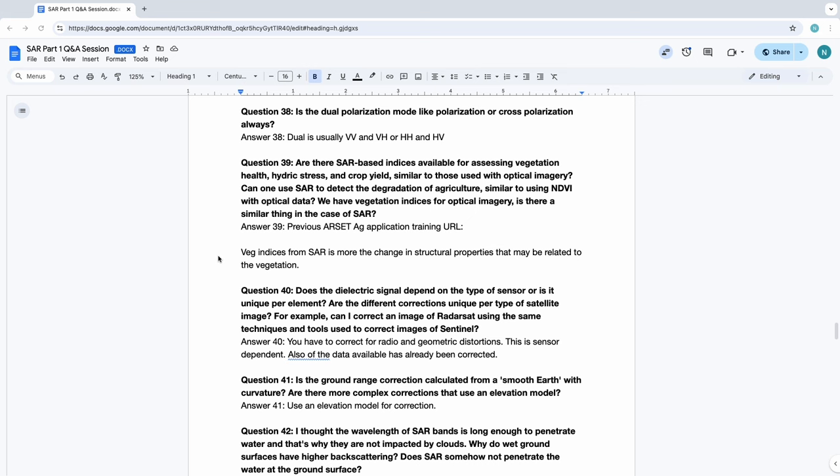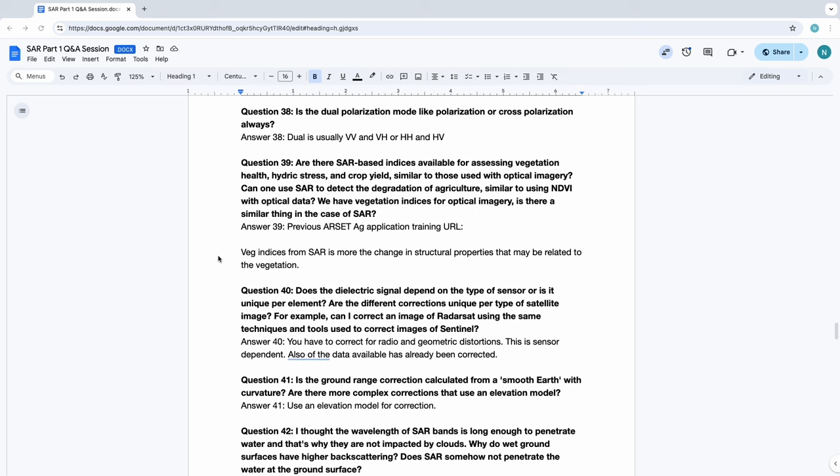Question 39, are there SAR-based indices available for assessing vegetation health, hydric stress, and crop yield similar to those used with optical? Can one use SAR to detect the degradation of agriculture similar to NDVI with optical data? We have vegetation indices for optical imagery. Is there a similar thing in the case of SAR? Yeah, SAR has some vegetation indices, but they're not related to the health as you would see it with NDVI, which is more related to the spectral properties. It's more of the change in structural properties of your vegetation that might be related to the health of the vegetation.